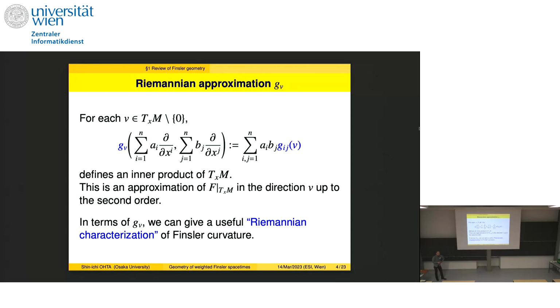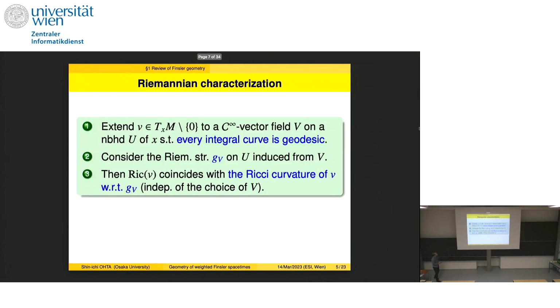Actually, instead of giving a precise definition of the Finsler curvature, we can, in a sense, characterize Finsler curvature by using this Riemannian structure g_v. This is a very useful viewpoint, so let me explain. We start from some non-zero tangent vector v, and we extend it to a smooth vector field in such a way that every integral curve is geodesic. It's always possible.